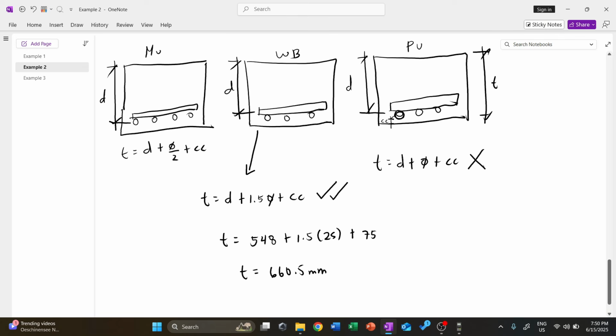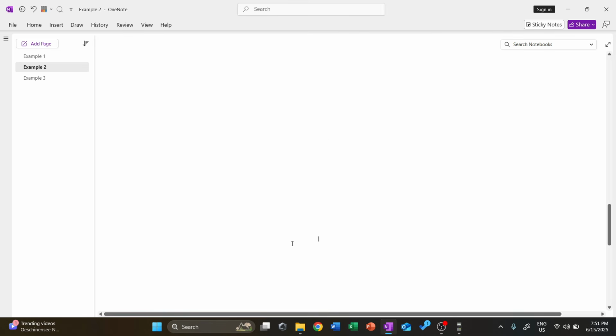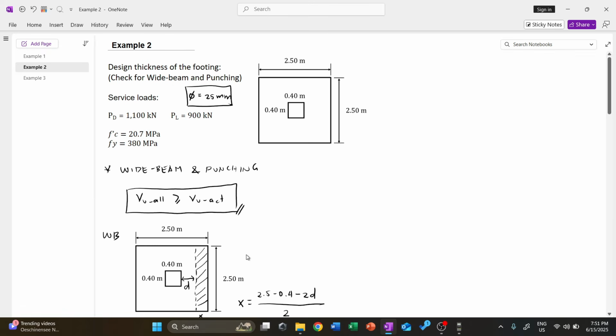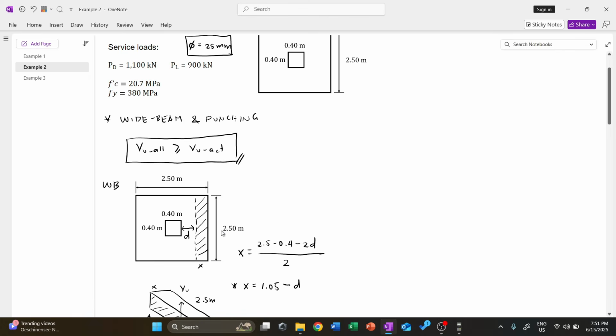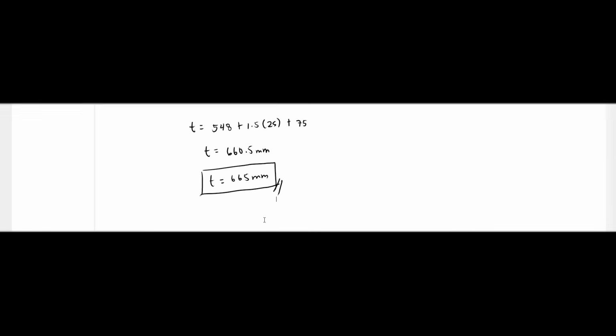660.5 mm. So, ayaw naman natin na may butal, no? So, pwede natin tong gawin, round up by 5 mm. Pwede natin tong gawin, 665 mm. So, kapag ka ito yung thickness natin, ibig sabihin, pasado na yung ating footing in both wide beam and the punching. Okay? So, allowable is equal to actual lang naman lagi. Okay? So, ayan.